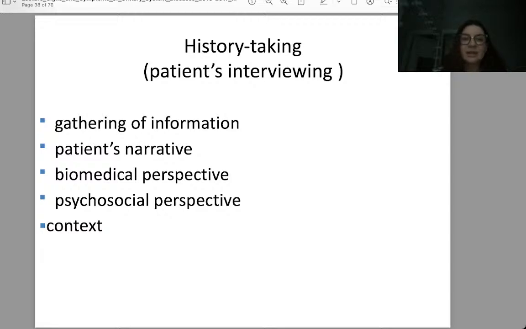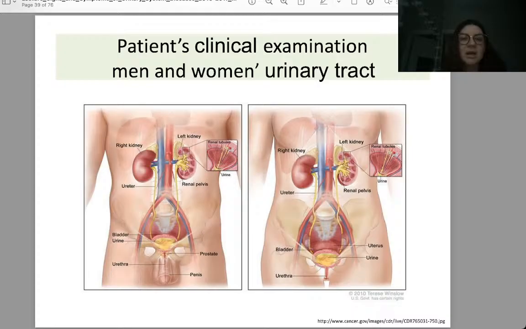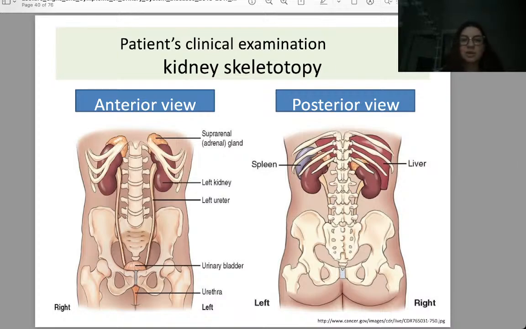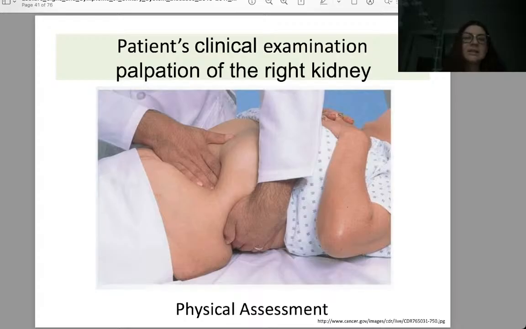In history taking, or patient interviewing, we pay attention to gathering of information, patient's narrative, biomedical perspective, psychological perspective, and context. It is the topographic anatomy of the male and female urinary tract, just for reminding you, hope you remember. And skeletotopy, you see the normal position, anterior view and posterior view, of kidneys. And it is a typical position for palpation of kidneys.